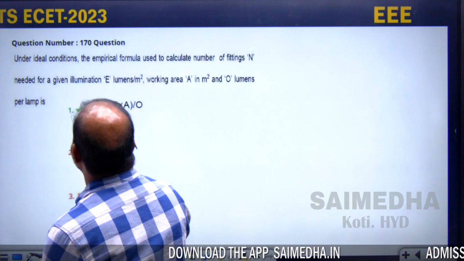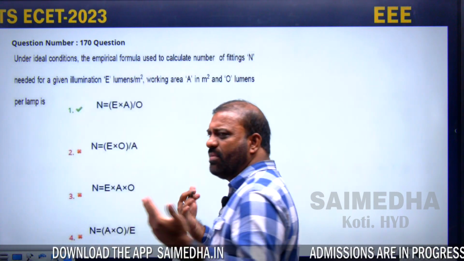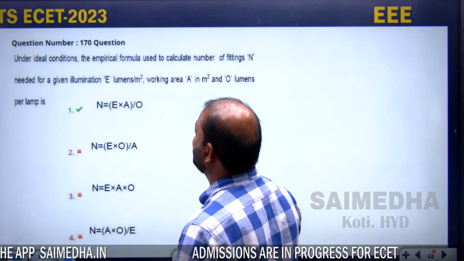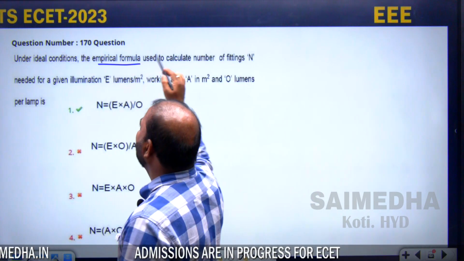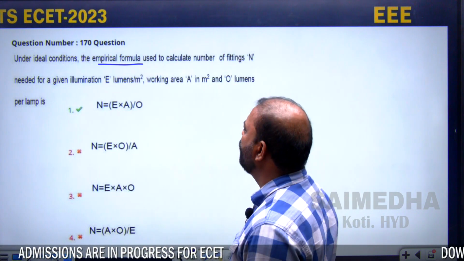Here, this is a question on illumination. It's a direct formula. You need to remember this formula, no doubt in that. Under ideal conditions, this is not a direct formula, this is an empirical relation, meaning this formula is made by observing the practical values.